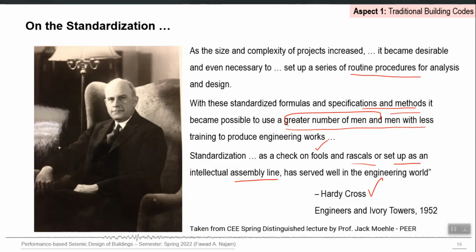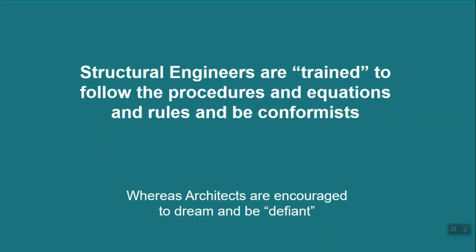Engineering according to them is to understand a particular provision or to just follow that without going into detail of why we have that particular provision, right. What will happen if we do not follow that particular provision. So, it is like an intellectual assembly line which is currently running. By definition nowadays the traditional structural engineers are trained to follow the procedures and equations and rules and to be conformists, right. On the other hand, if you look at architects, they are encouraged to dream and to be defiant, right.